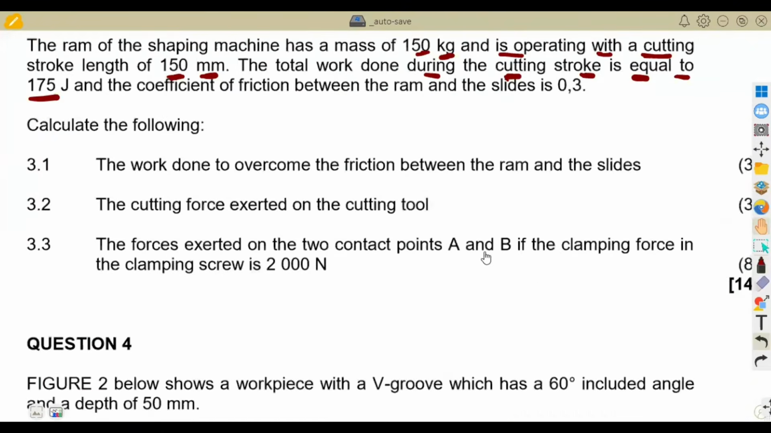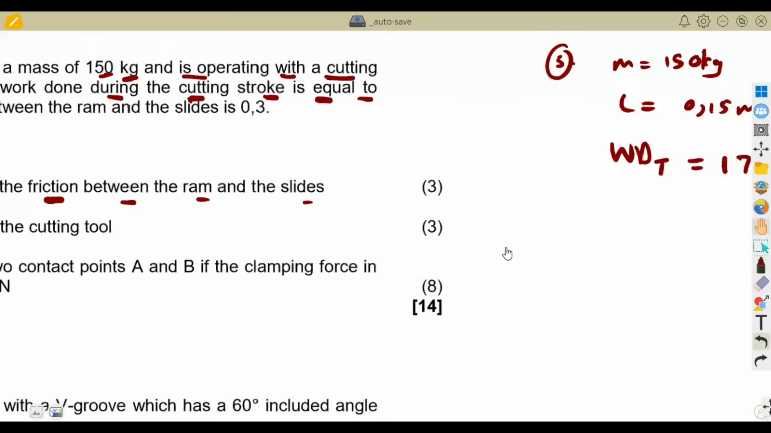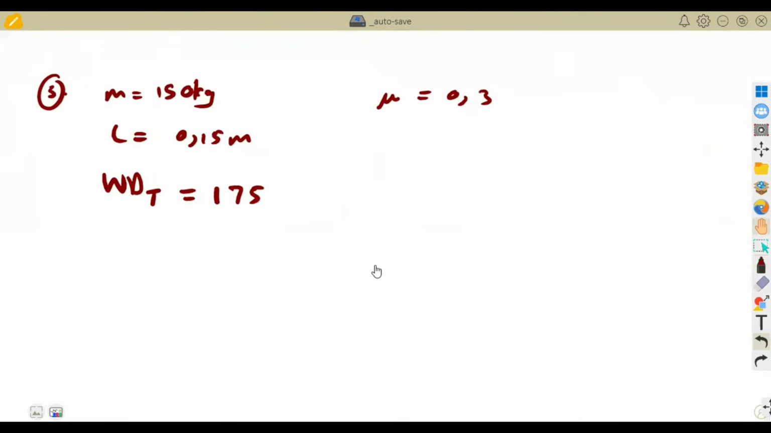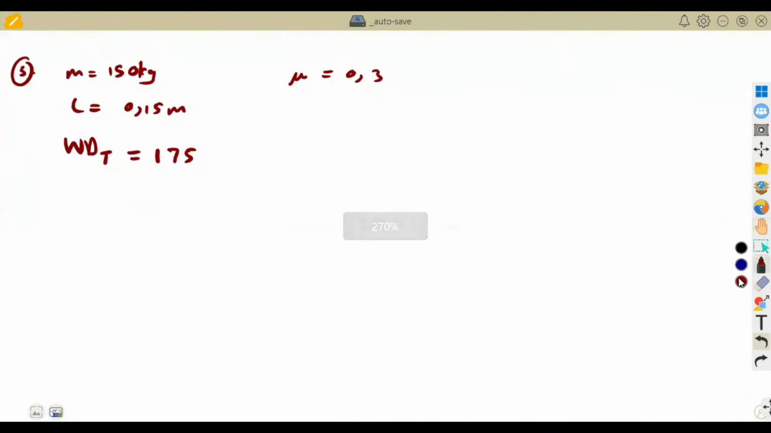Then the question is asking us to calculate 3.1, the work done to overcome the friction between the ram and the slides. I was surprised because they already gave us the total work done. So here they want us to calculate the work done to overcome the friction. So how do we calculate this?